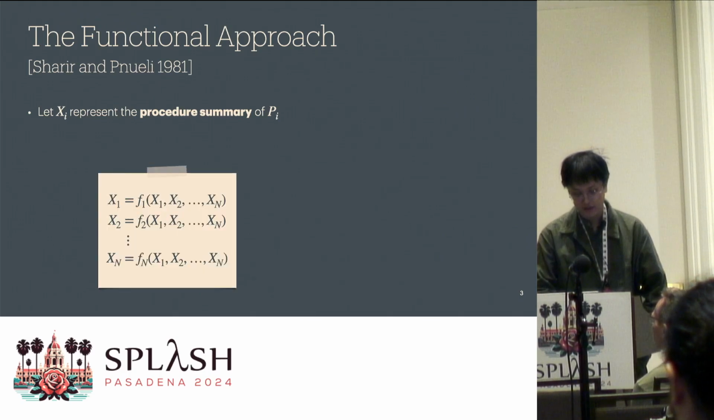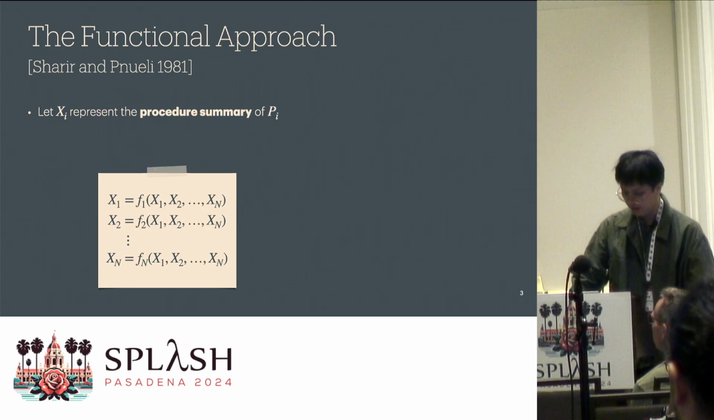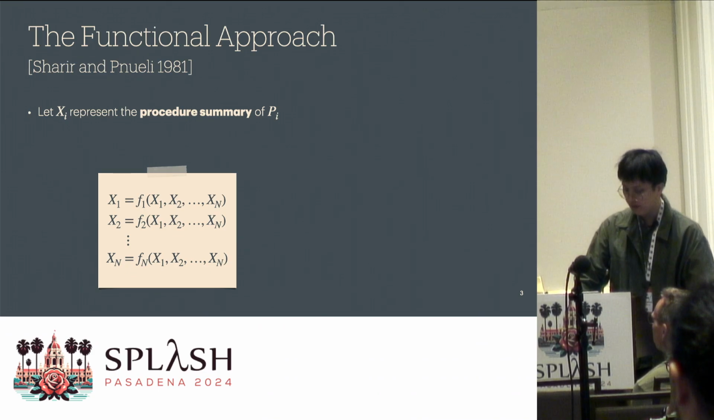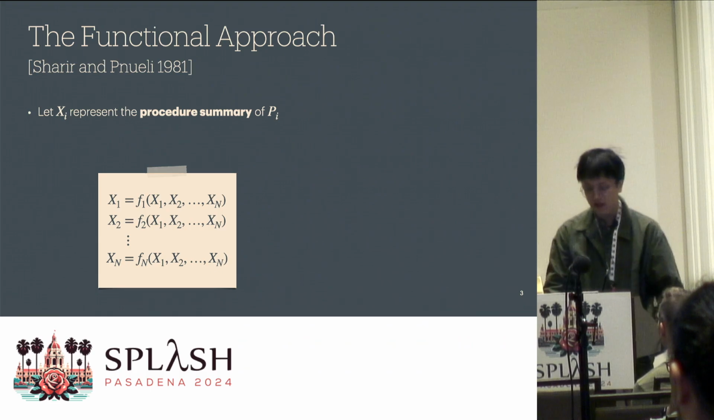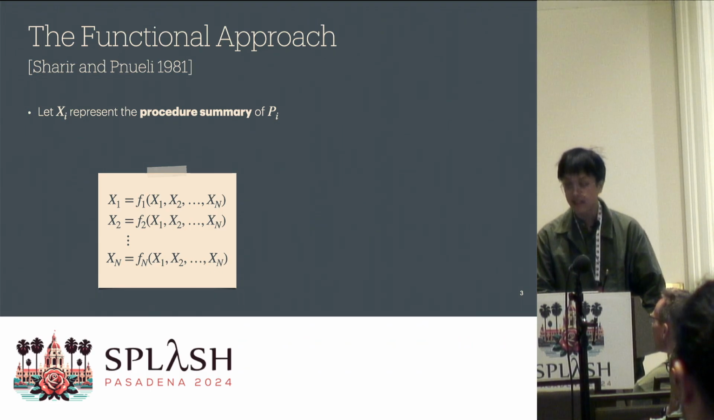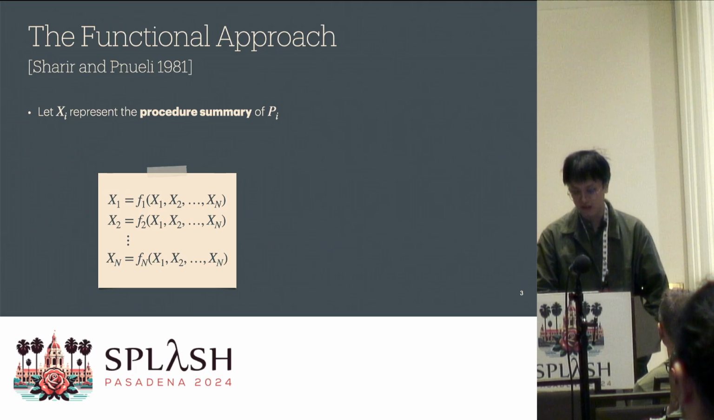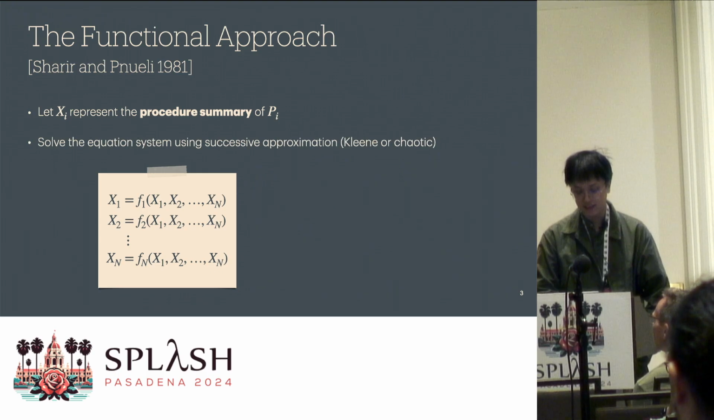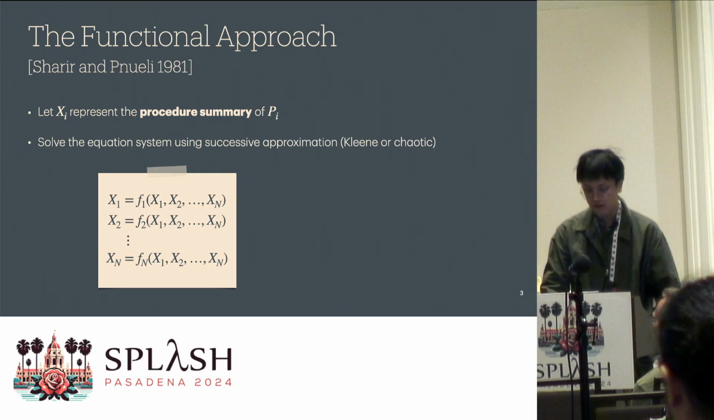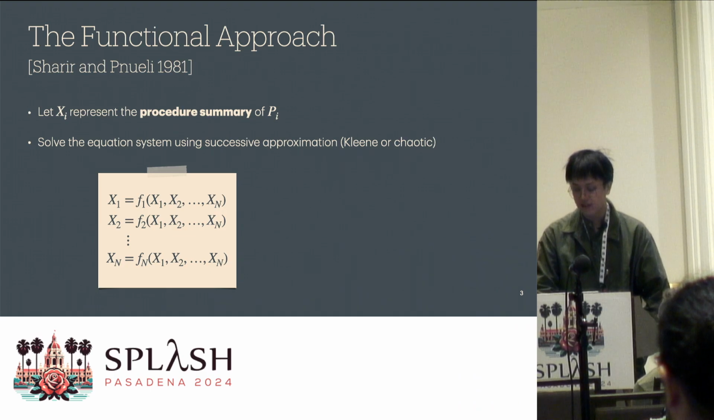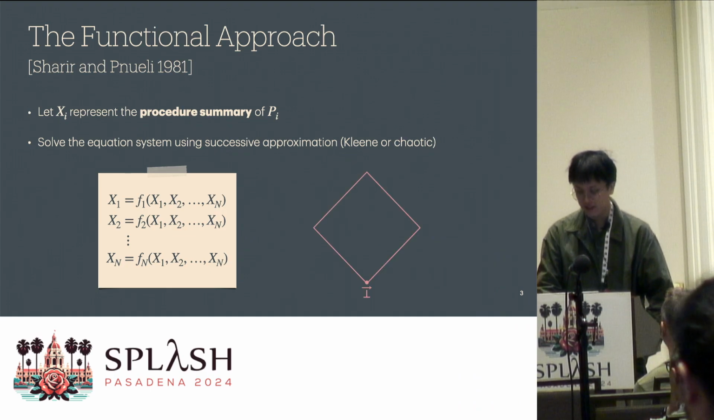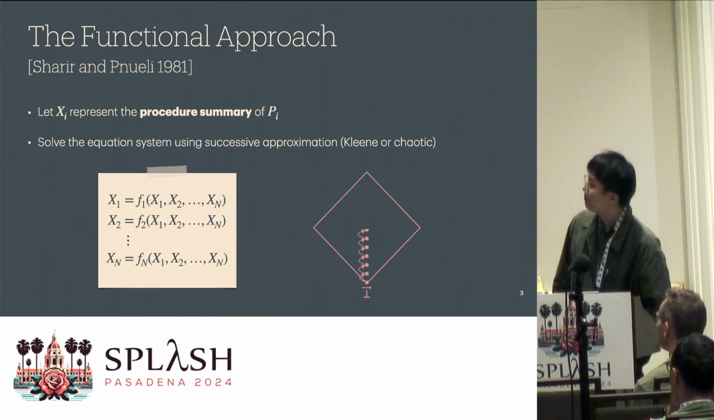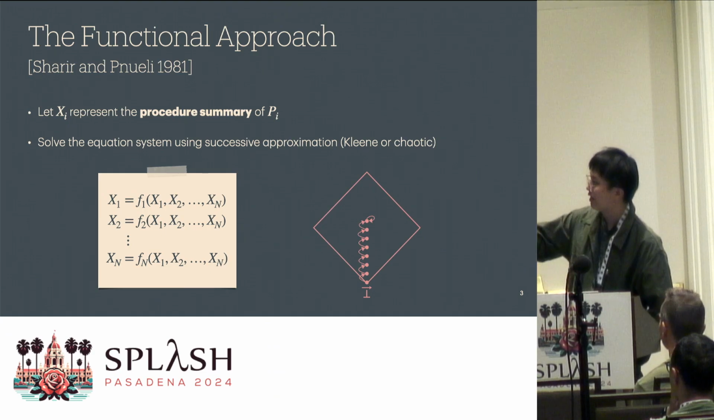Suppose that we want to analyze a program with multiple procedures. As in the pipeline shown in the previous slide, we can establish a system of data flow equations where each unknown variable xi stands for the summary of the procedure pi. We can then solve the equation system by a generic iterative algorithm to find successive approximations, such as Kleene iteration. As demonstrated here by the animation, we start from some bottom element in an abstract domain, and we approximate the solution iteration by iteration.